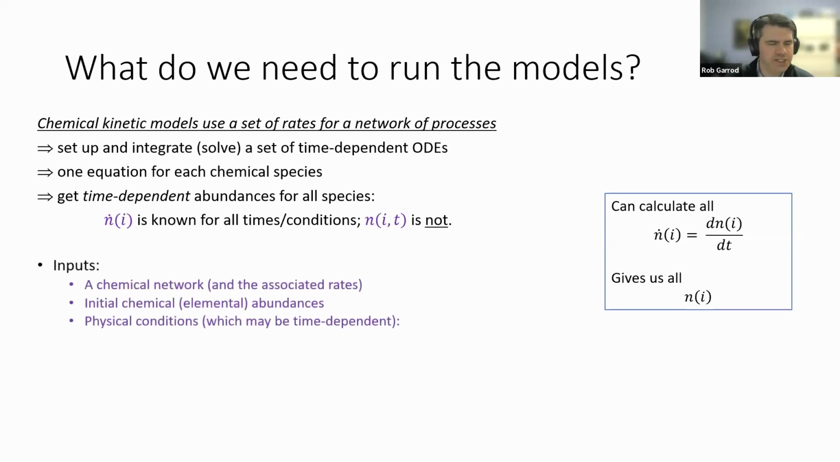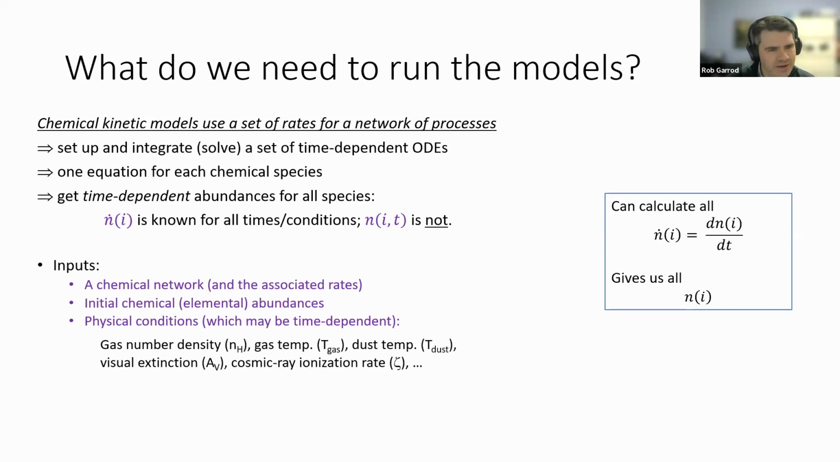When we do these calculations, we obviously have a lot of inputs. The most obvious one is the chemical network, and in particular the rates that are associated with that network. So we know the reactants and products, but we also know the rates at which those processes take place. We need to know what the initial abundances are, so the initial chemical conditions, and we need physical conditions. Those physical conditions sometimes are modeled as static, but they may not be. They may be time dependent, so we may have to introduce that as well.